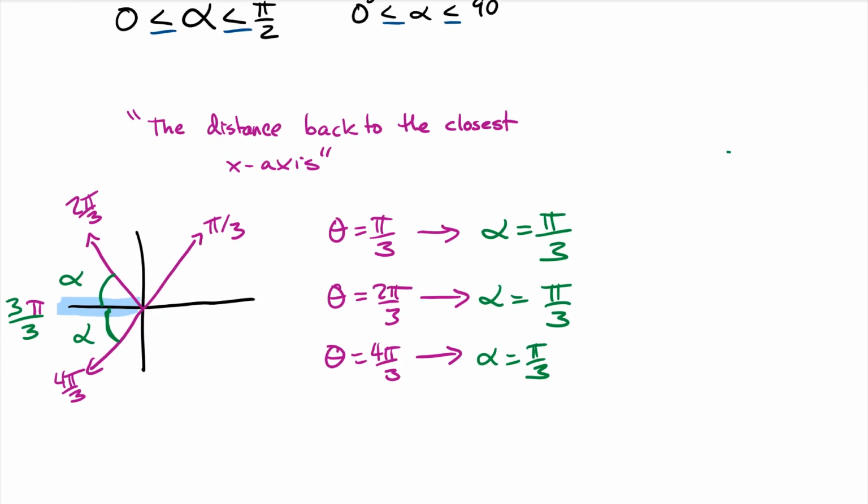All right, well, let's go with this one. 5 pi over 3. What are we going to do with this? I wonder what the reference angle could be. Well, we got to figure out how far is it back to this x-axis. Now we're on the other side. The closest x-axis is right here. So this is the same thing as red and black.